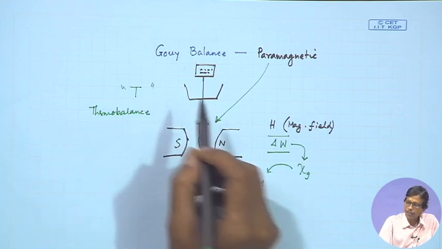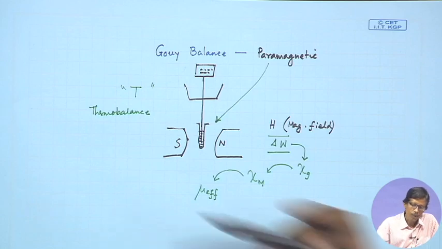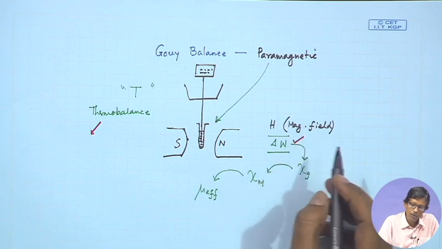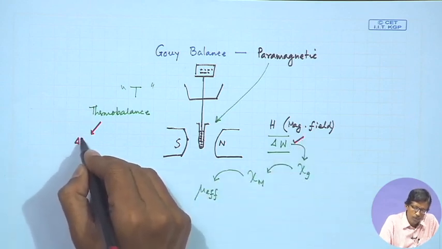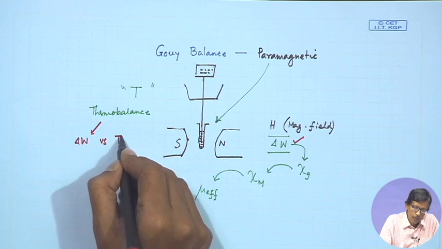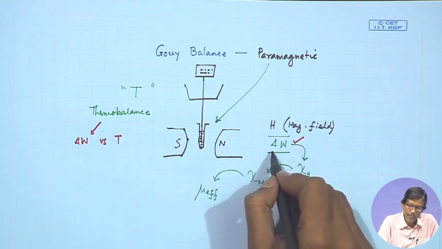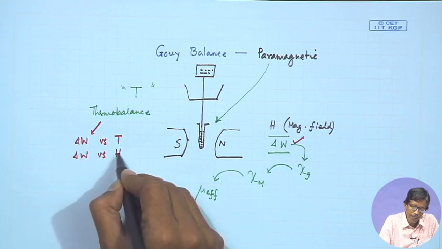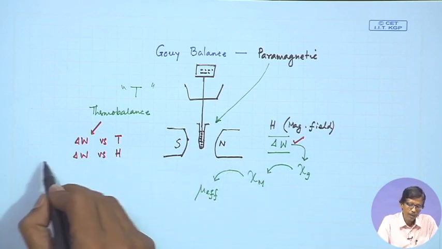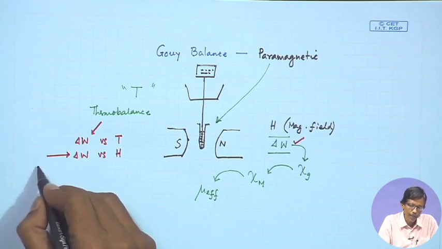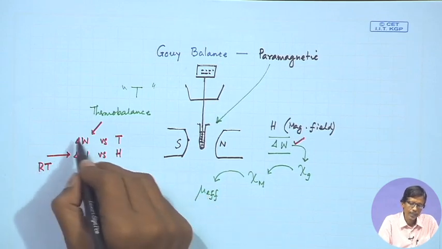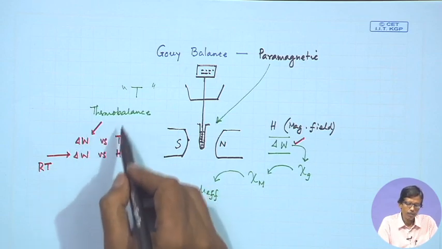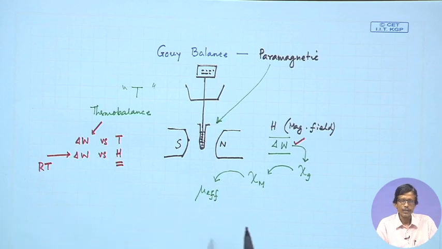So, if we have the thermobalance, in that thermobalance we see the corresponding change, that means this delta W with regard to temperature, and here we are talking about the delta W versus magnetic field, because this measurement we are doing at room temperature, but here the temperature is varying. Now, if we mix all these three, that means we bring some thermobalance in a magnetic field, what is the effect?